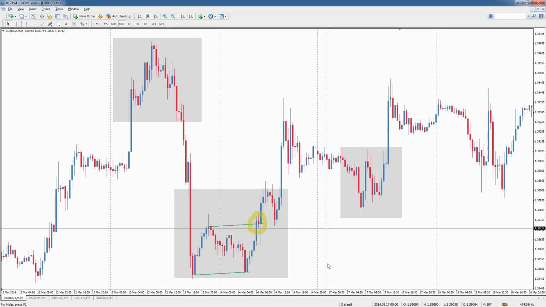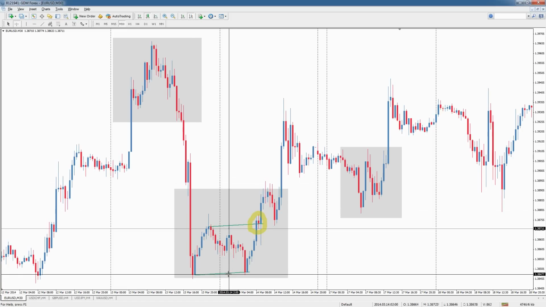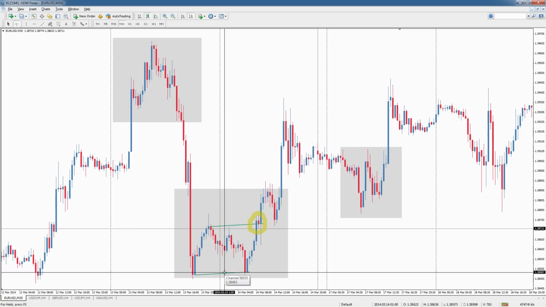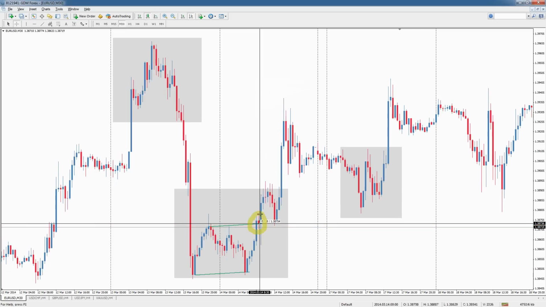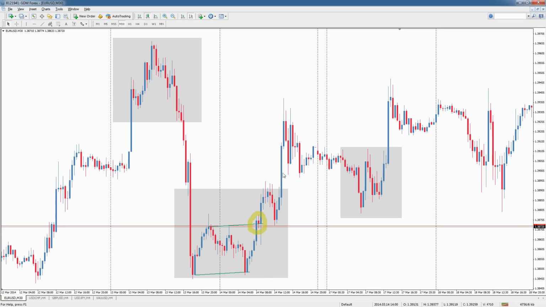Now this is a very good example. We can see that it definitely reached its take profit, which in this case would have been the distance once again between the two lines. There we go, 23 pips. So from here, 23 pips up, all the way up here. There we go. Yes, we definitely did reach our take profit target.